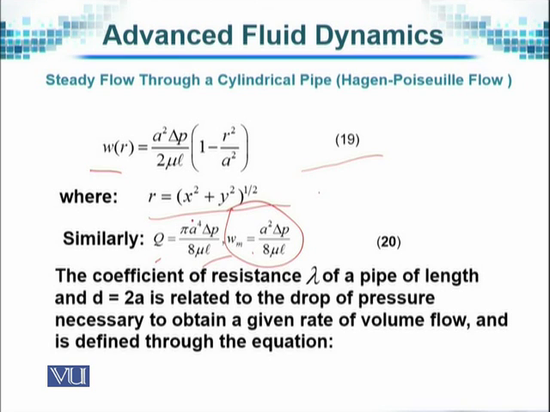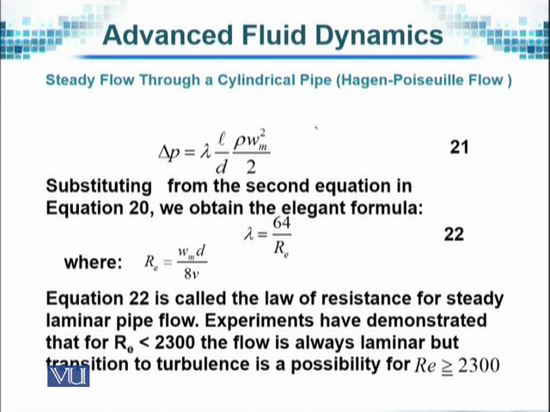The mean velocity will be this one, where the coefficient of resistance lambda of a pipe of length L and D equal to 2A is related to the drop of pressure necessary to obtain the given rate of volume. And the pressure, of course, is reflected here. The value of lambda that has just been mentioned is equal to 64 by the Reynolds number, and you will recall what the Reynolds number is equal to.